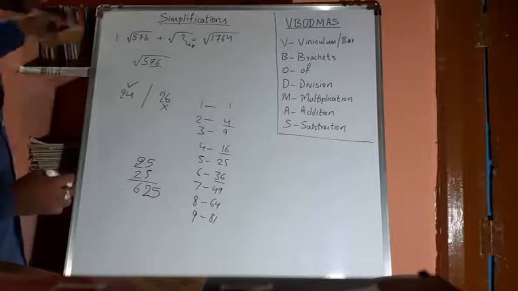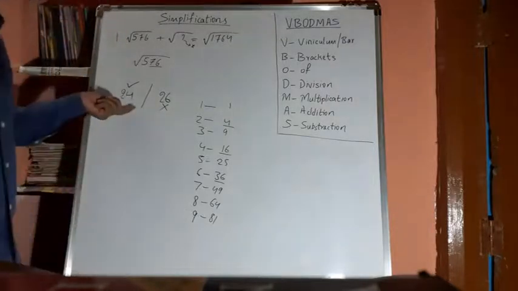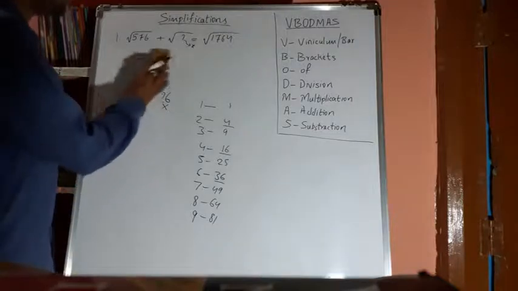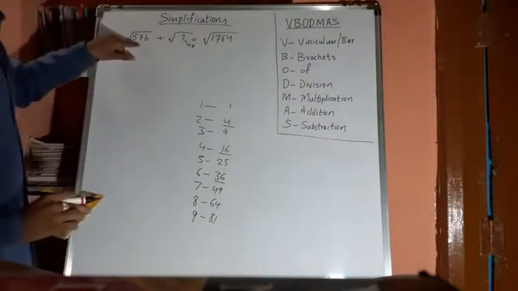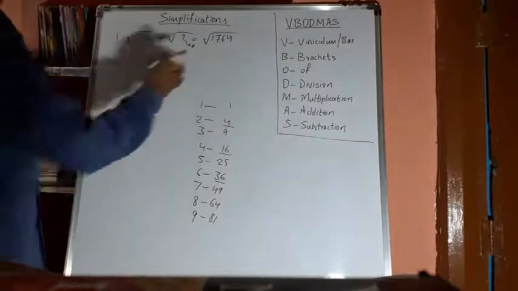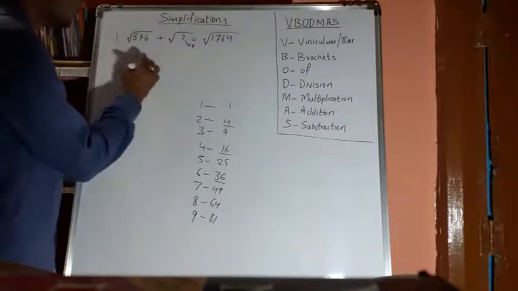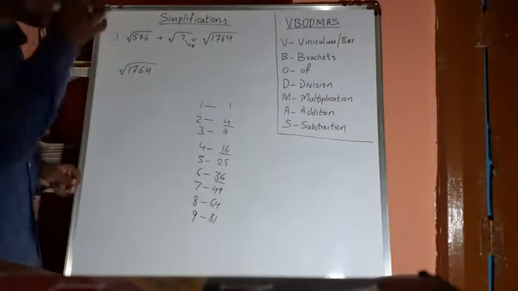Understood, friends, how to come to a conclusion, right? This is how you have to find the square roots. If you don't know the square numbers, you have to find in this way. Okay. So now we have found the square root of 576. Similarly, find the square root of this 1764, friends. 1764. What is the procedure?